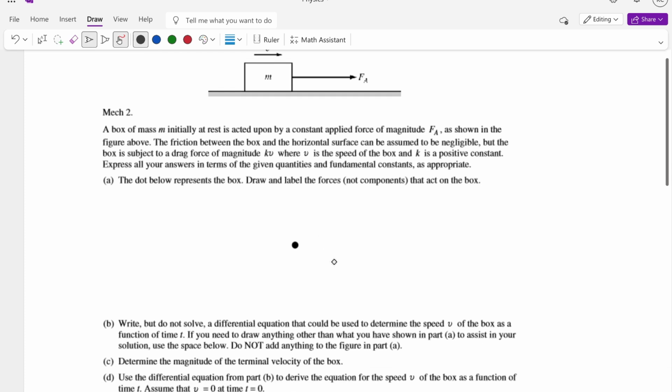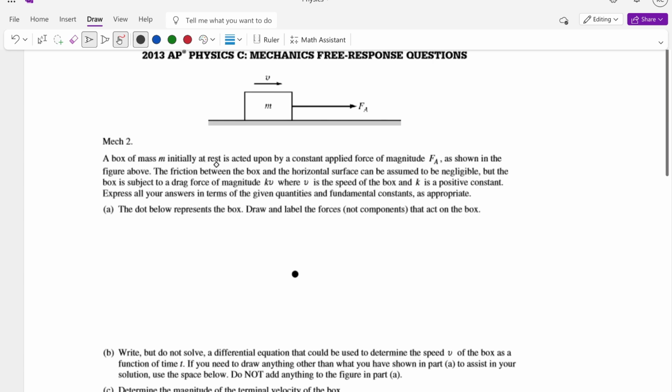So it says that a box of mass m initially at rest is acted upon by a constant applied force of magnitude Fa. We can see that here, as shown in the figure above. The friction between the box and the horizontal surface can be assumed to be negligible, but the box is subject to a drag force of magnitude kv, where v is the speed of the box and k is a positive constant. Express all your answers in terms of the given quantities and from the fundamental concepts. So that's a pretty simple problem.